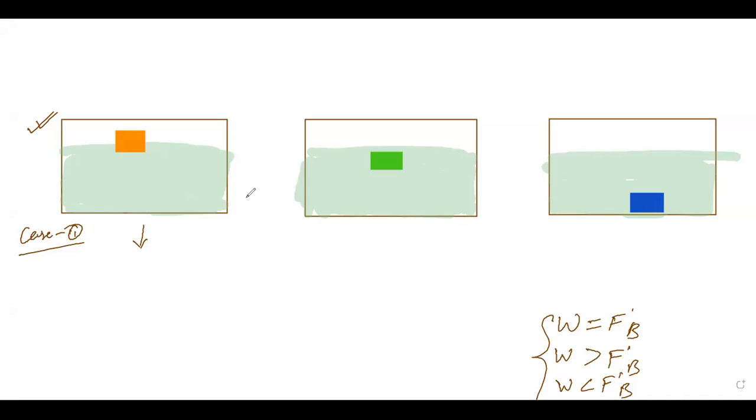Under this condition, we observe that the weight is less than the amount of buoyant force experienced over there.